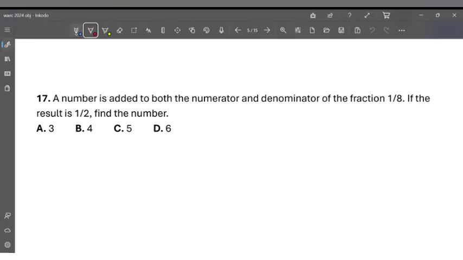Question number 17 says a number is added to both the numerator and the denominator of the fraction 1 over 8. Now, if the result is 1 over 2, find the number. All right. So let's write the fraction first of all. 1 over 8. We are told the number is added to both the numerator and the denominator. So let's assume that number is x. So let's add. So you have 1 plus x over 8 plus x, adding x to the numerator and also x added to the denominator, and it became 1 over 2. So find the number x.